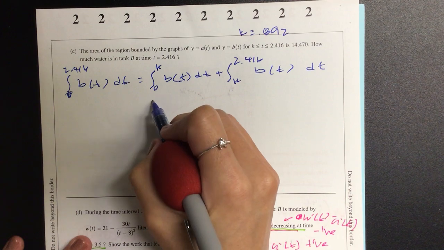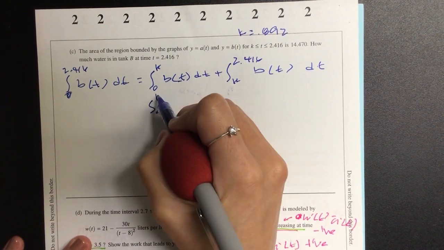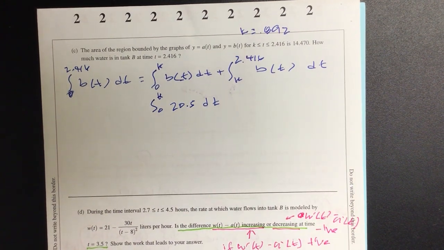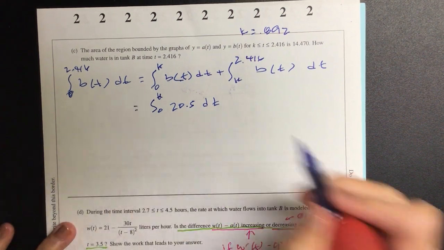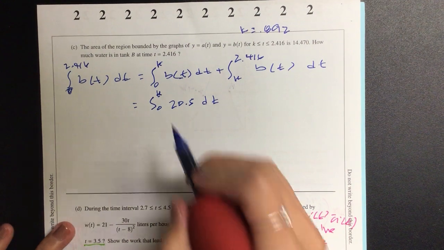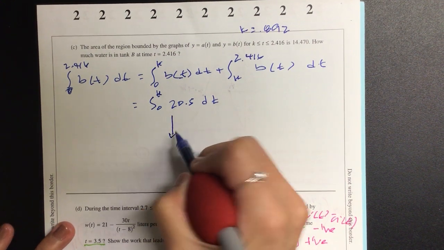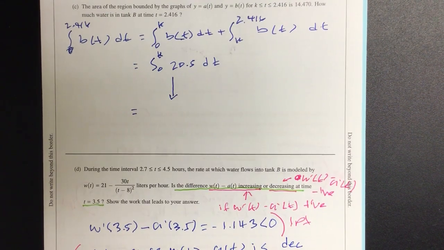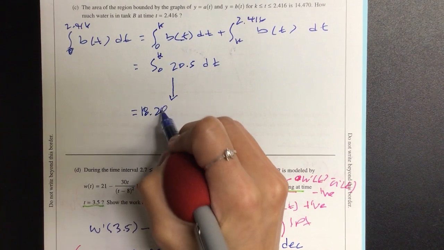I need someone to calculate the following: 0 to k of 20.5 dt. Plug that in. Anybody? K is not a variable anymore. It is a number. I need two people to confirm the number on that one. It's something in the tens. 18? Very good. So we have 18.286.